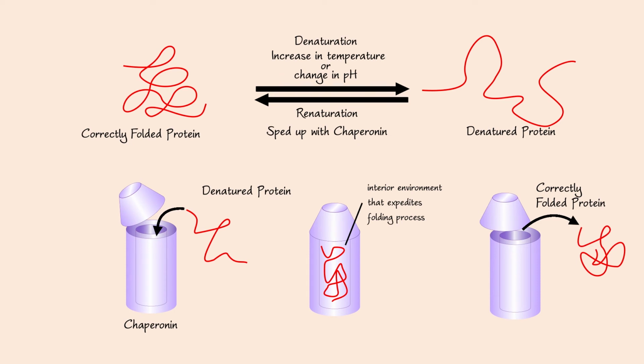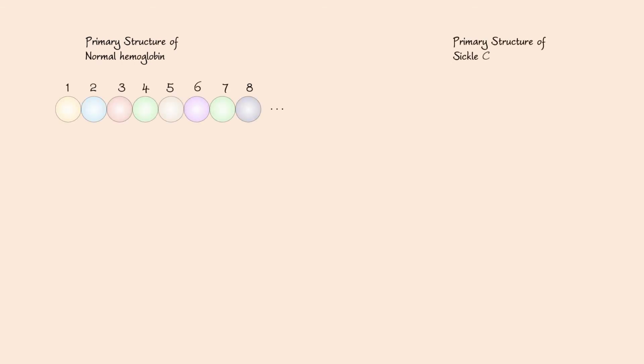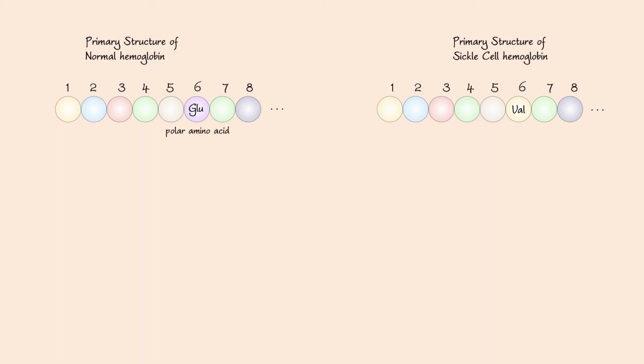Now let's discuss how a minor change in the primary structure of a protein can affect its structure and function. We will use sickle cell disease as an example. The normal hemoglobin protein has a primary structure shown here. The sickle cell hemoglobin, on the other hand, has a substitution of the amino acid glutamate, GLU, with valine, VAL, at position 6. This switch in amino acid has a tremendous impact on protein structure because glutamate is a polar amino acid whereas valine is a nonpolar amino acid.